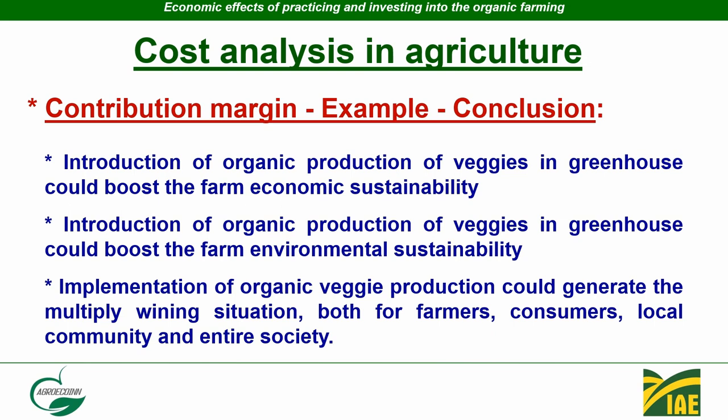Obtained economic results show that introduction of organic production of vegetables in greenhouse could boost the farm economic sustainability, which is important in relation to expected continuous growth in food prices. Besides, change in production systems additionally empowers the farm's environmental sustainability, as it avoids the use of agrochemicals and substitutes the used energy in the process of irrigation with green energy.